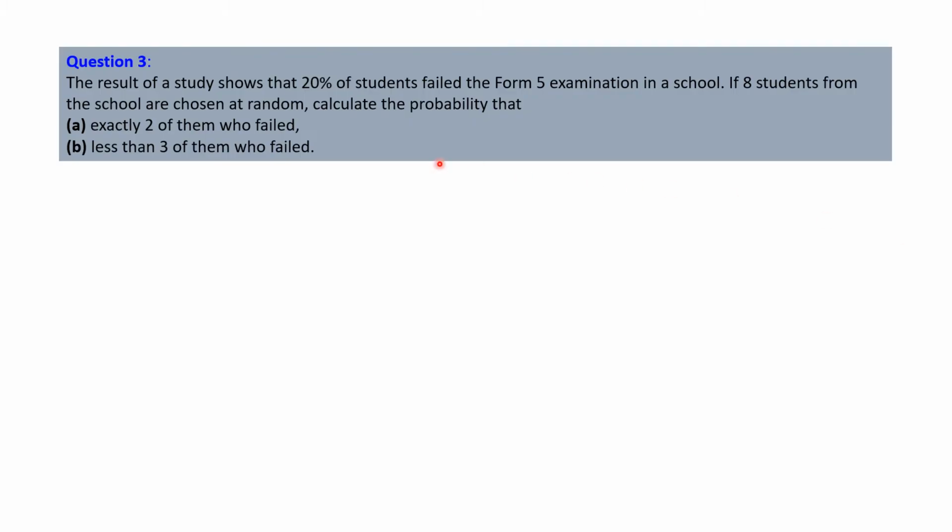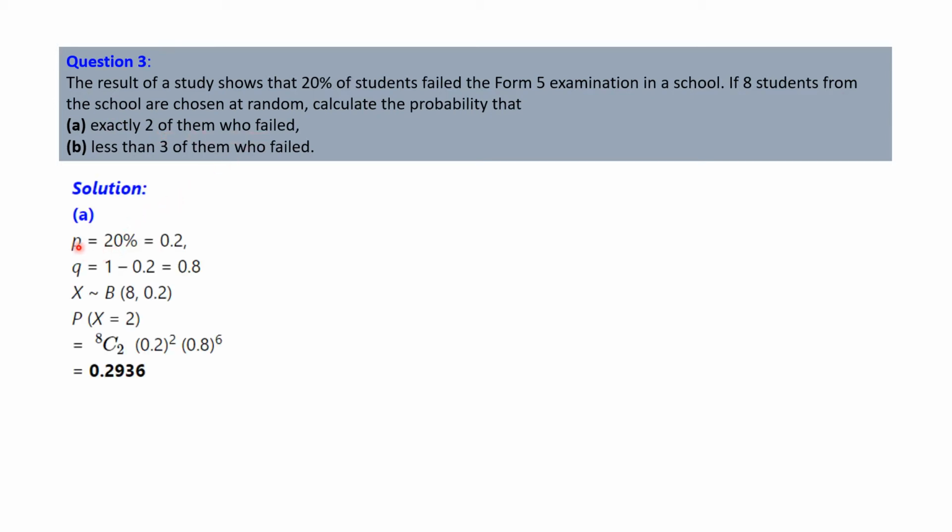Right, let's move on to question 3. The result of the study shows that 20% of the students fail the Form 5 examination in the school. So if 8 students from the school are chosen at random, calculate the probability that A, exactly 2 of them fail. So from the statement here, we know that the P is 20%, which we can write as equal to 0.2. And the Q will be 1 minus 0.2, which is 0.8. That means 20% of students fail and 80% of the students pass the exam.